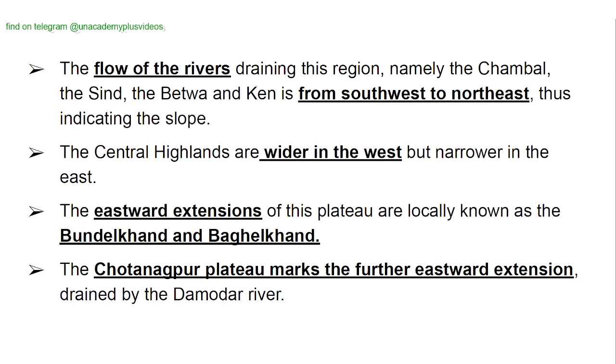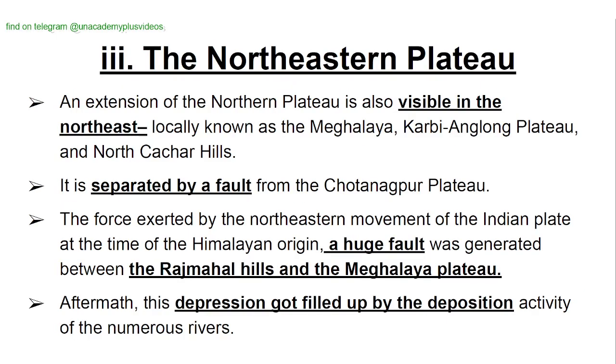The flow of the rivers draining in this region, namely the Chambal, the Sindh, the Betwa, and the Ken, is from southwest to northeast, thus indicating the slope. The Central Highlands are wider in the west but narrower in the east. The eastward extensions of this plateau are locally known as Bundelkhand and Baghelkhand. The Chotanagpur Plateau marks the further eastward extension, drained by the Damodar River.